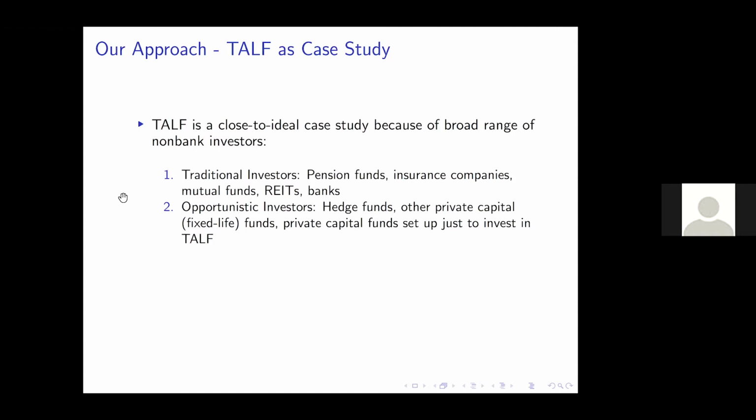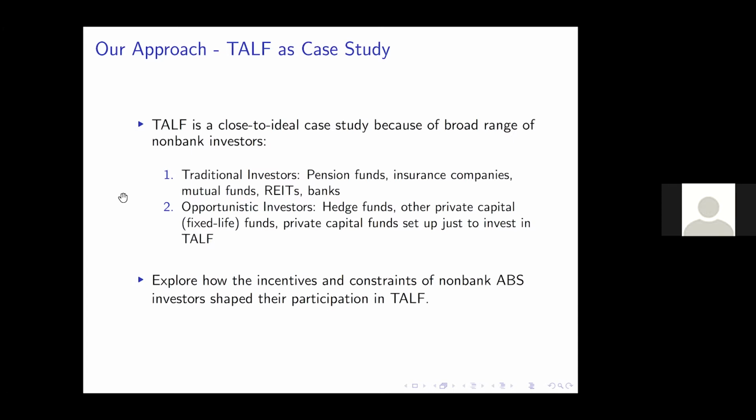You can think of it as a private fund that has as investment parameters that you can only invest in TALF eligible assets and you should get TALF loans for them. So the upshot here is the Fed innovated with the program, allowing counterparties to come to the Federal Reserve, and the markets do exactly what they usually do when there's an innovation. They innovate themselves and came up with these new types of investors. And what we're going to do here is look at the incentives and constraints of these investors and how that shaped their take-up in TALF.